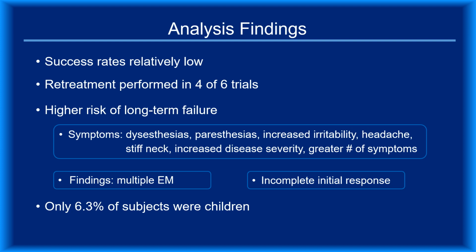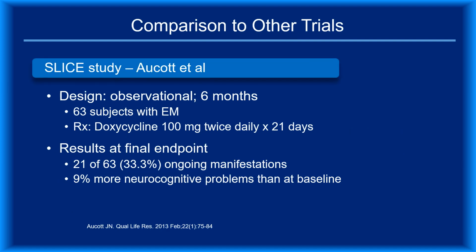And of the 446 subjects in these trials, only 28 were children. Considering that children are at highest risk for acquiring Lyme disease, it's disappointing to see them so grossly underrepresented.